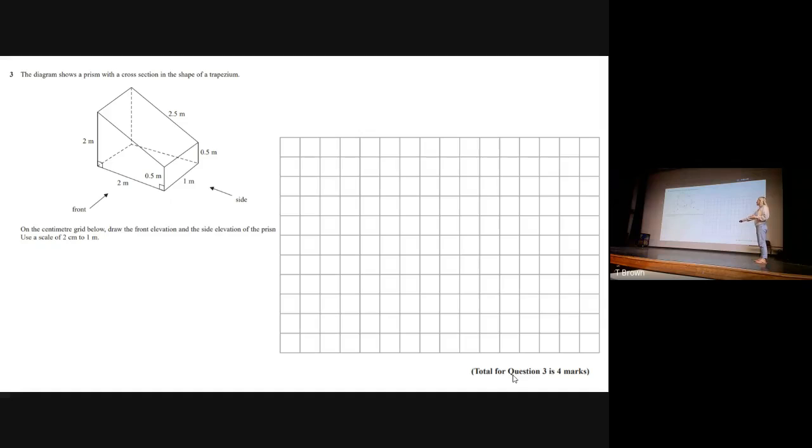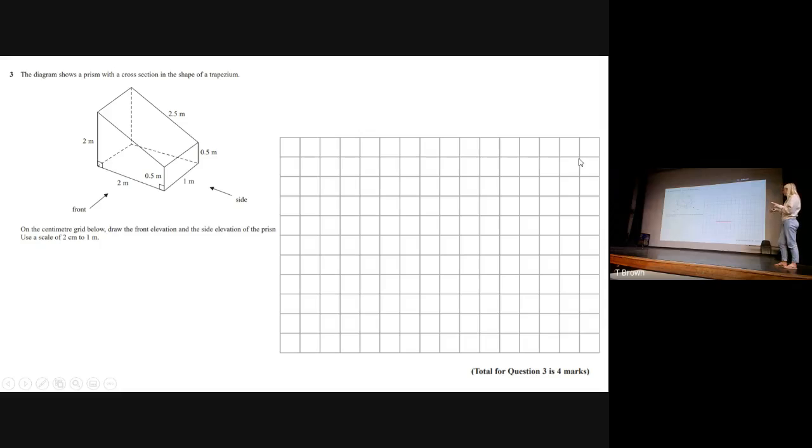On the centimetre grid below, draw the front elevation, that's a view from the front, this face here, and the side elevation, that's this face here. We're going to use a scale of 2 centimetres to a metre. That means that 2 squares is 1 metre. So you might want to put somewhere in the corner a little line like that, and label it 2 centimetres on the top, and underneath write 1 metre, just so you've got that scale in your head. 2 centimetres is a metre. So 2 squares is 1 metre.